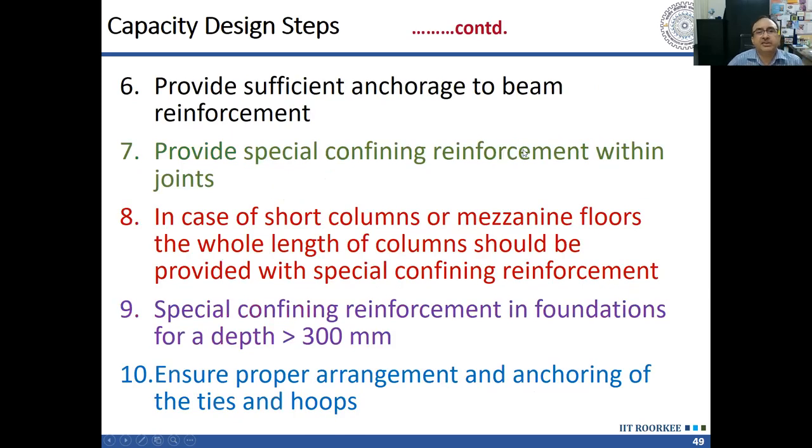Then we will provide sufficient anchorage to beam reinforcement, the detailing of the beam reinforcement into the column. We will provide a special confining reinforcement within the joint. We have to do that.